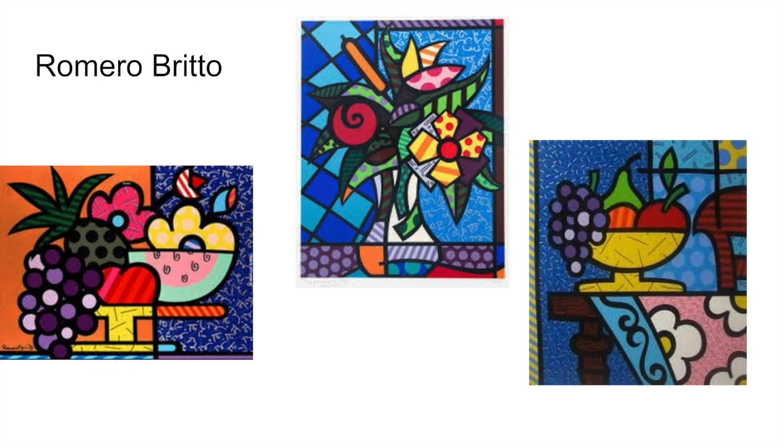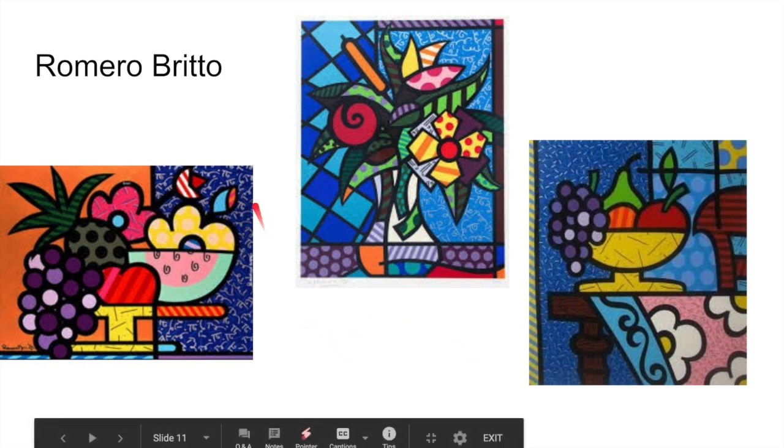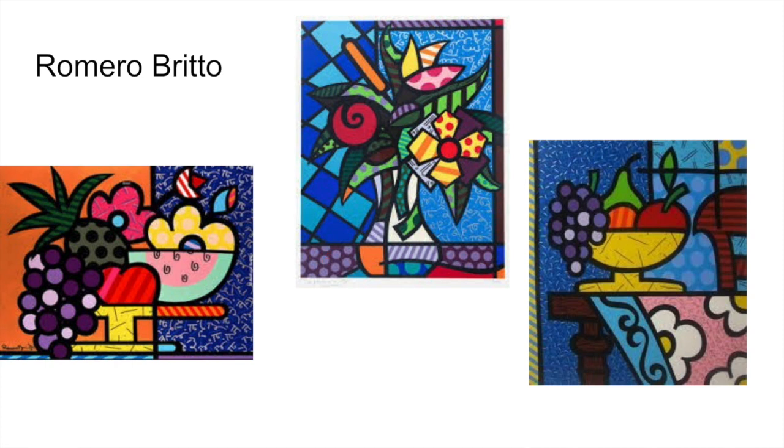This one's Romero Britto. My initial plan was to have you guys make a still life in the style of Romero Britto. He's a Brazilian artist. He's also, like Matisse, heavily influenced by pattern. And also, like Picasso, is very into simplifying things. So, very much a pop artist.